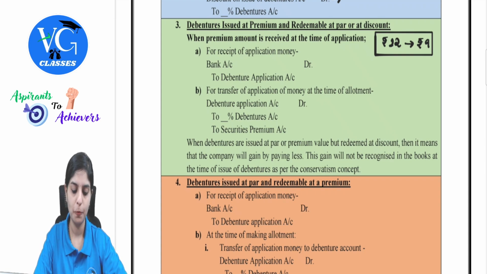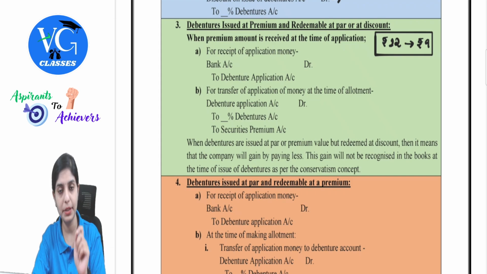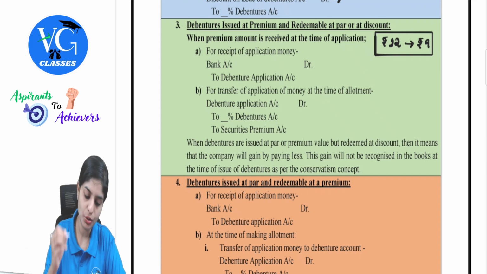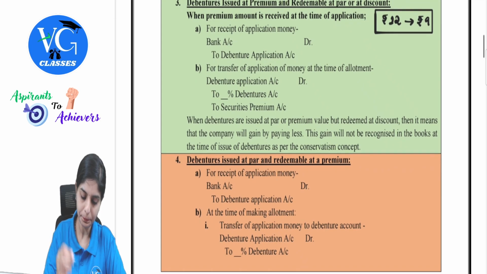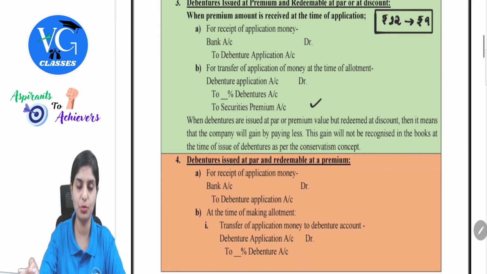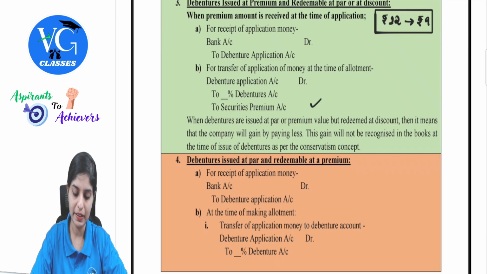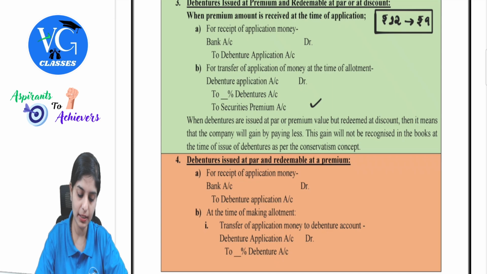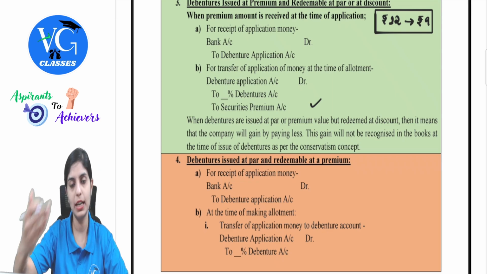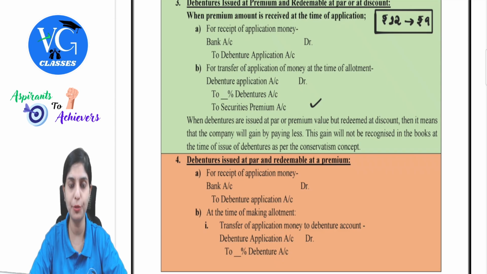What is the entry? For receipt of application money, bank account debit to debenture application account. And for transfer of application money at the time of allotment, remember the issue has happened at premium. So we will have to impact that premium into securities premium account. So debenture application account debit to percentage debentures and to securities premium account. When debentures are issued at par or premium but redeemed at discount, then it means that the company will gain by paying less. So we are recording the entries from the company's point of view.